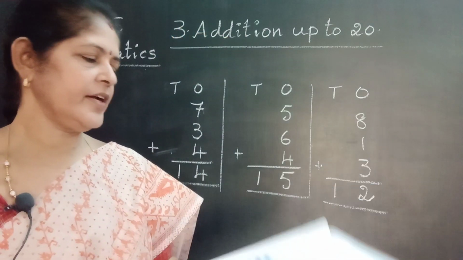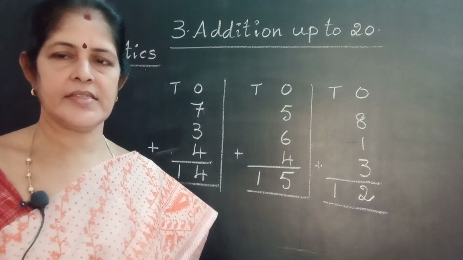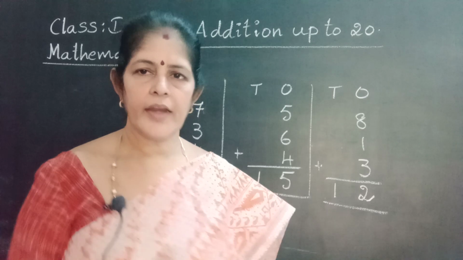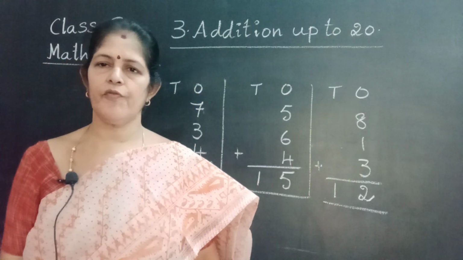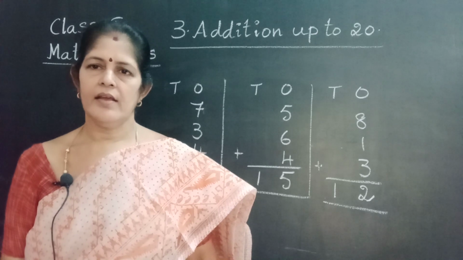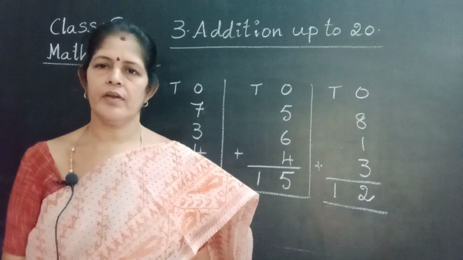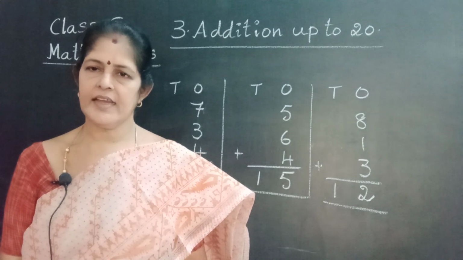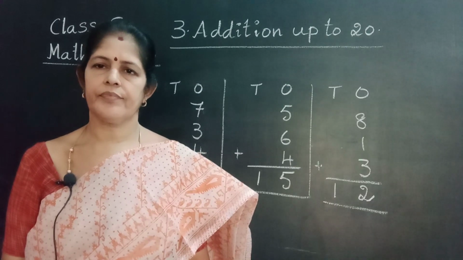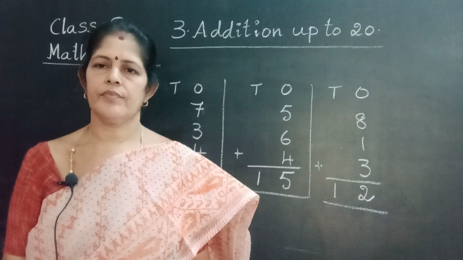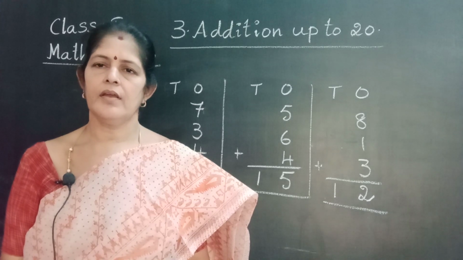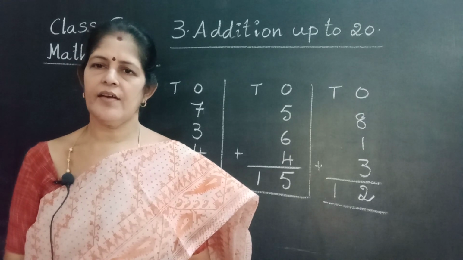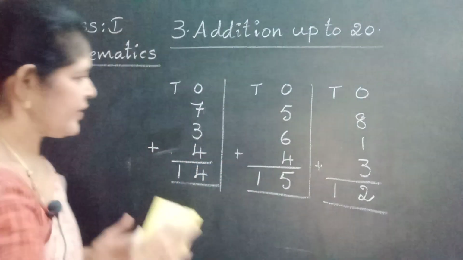These are adding 3 numbers, and the table of 4. Did you practice? Did you read the table of 4? Come on. 4 1s are 4. 4 2s are 8. 4 3s are 12. 4 4s are 16. 4 5s are 20. 4 6s are 24. 4 7s are 28. 4 8s are 32. 4 9s are 36. 4 10s are 40. Can I give you some more examples?